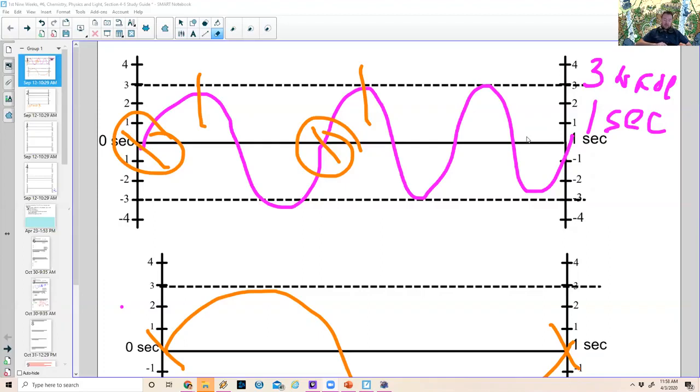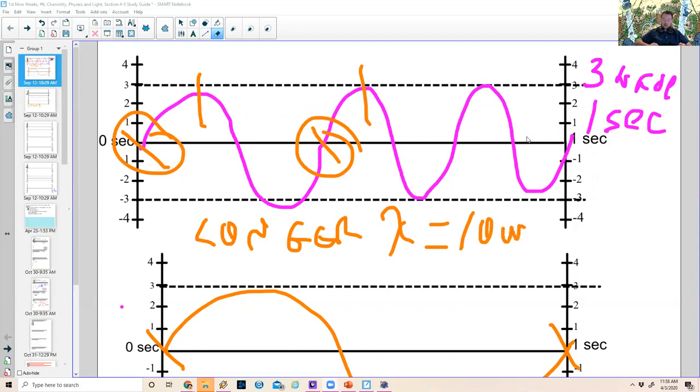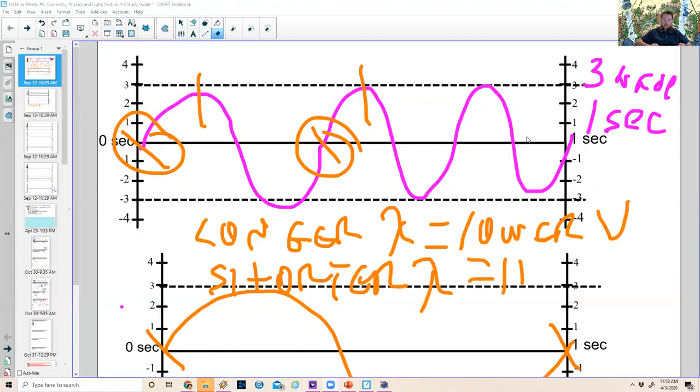All right. So if you have a longer lambda, you have a lower nu, frequency. But if you have a shorter lambda, you have a higher nu. I really need to find that pen. And there you go. That is the relationship between wavelength and frequency, and that is how you identify whether a wave has a higher or lower frequency.